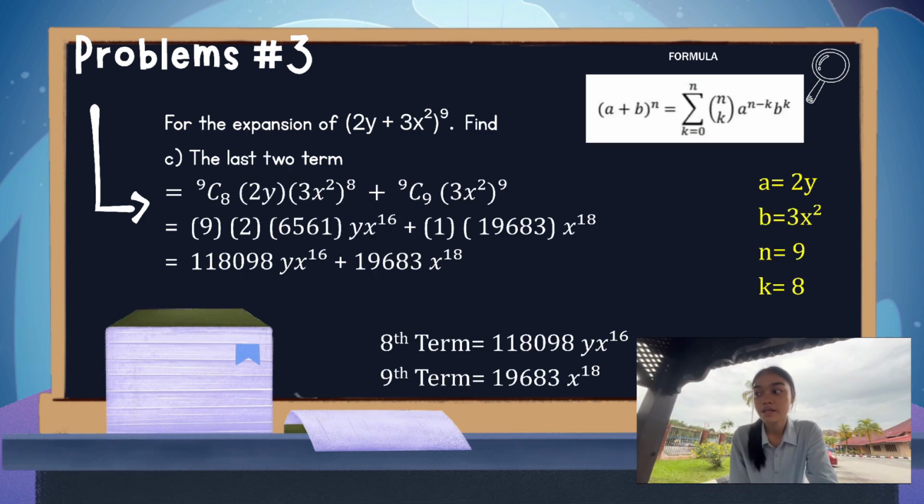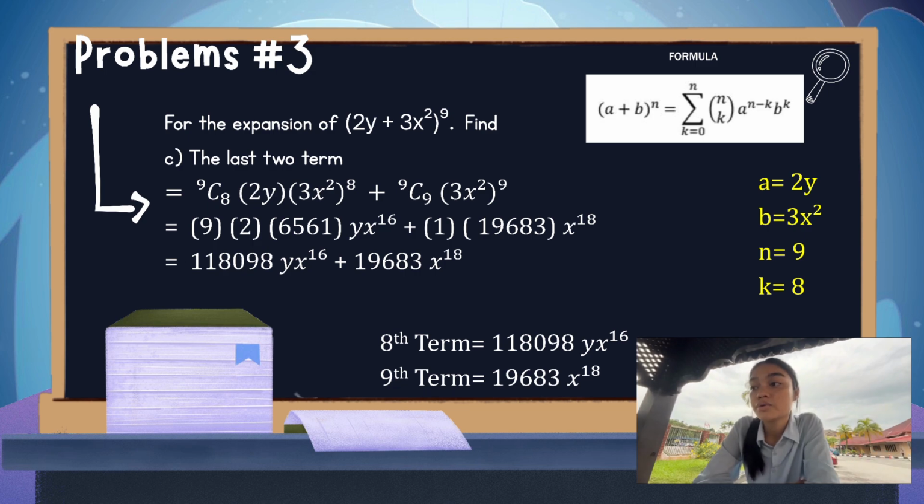Last, for question C, find the last two terms for the expansion of (2y + 3x²) to the power of 9. The formula is the same as what we did before for the first four terms, but for this question, the last two terms, we will find term 8 and 9. So our k will be 8 and 9. Our a is 2y, b is 3x², n is 9, and our k is 8.